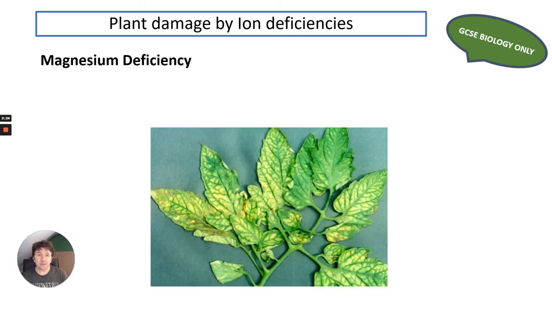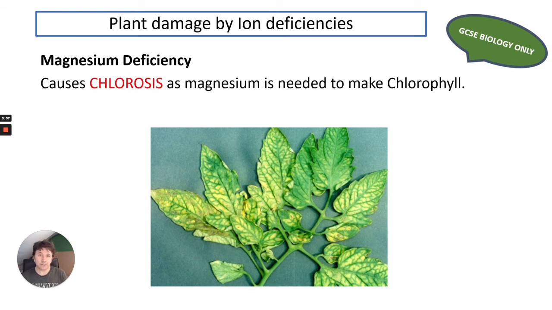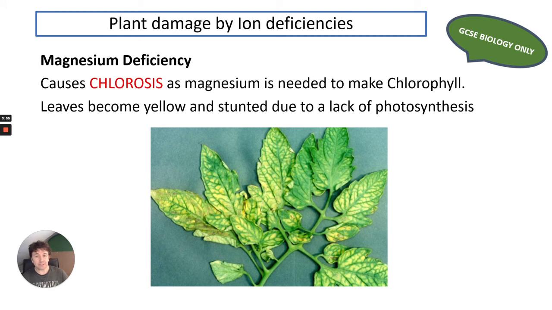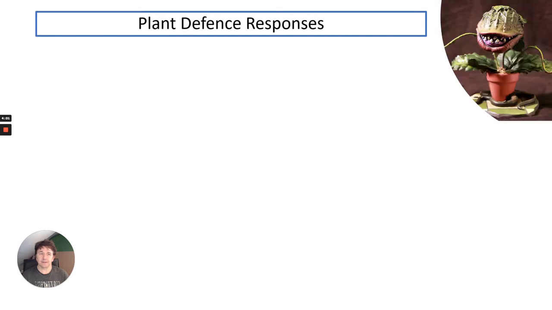The second one we need to look at is magnesium deficiency. Again, if you look at this bunch of tomato leaves here, you can see that there's a yellow mottling. The yellowing means there's less chlorophyll, and that causes something called chlorosis. Basically, magnesium is required to make chlorophyll. So if you don't have any chlorophyll, you can't have photosynthesis. Without photosynthesis, you'll also reduce the growth and development of that plant. There you go, so leaves become yellow and stunted due to a lack of photosynthesis.